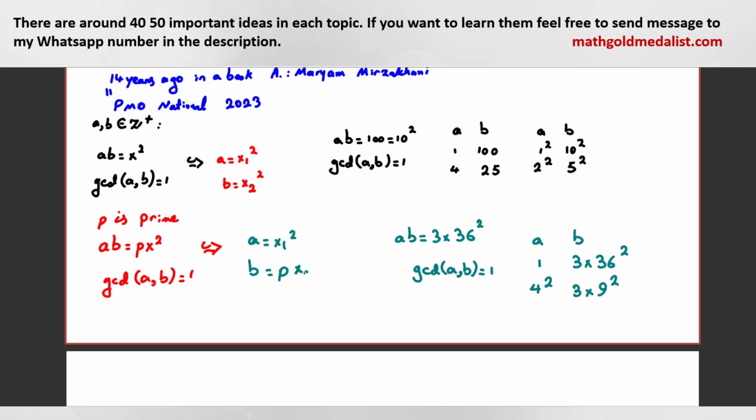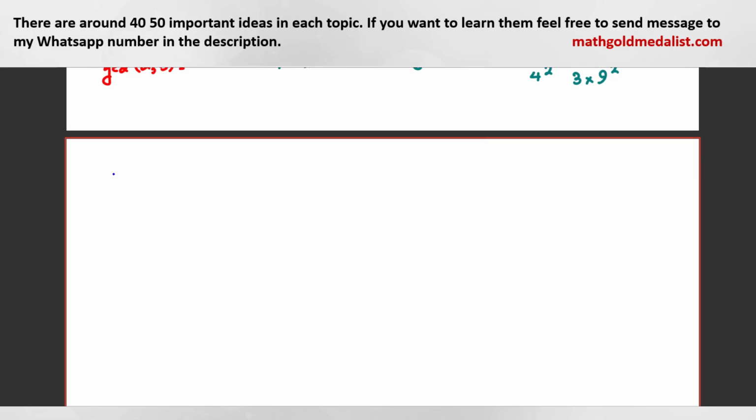x2 squared. Exactly. Okay, so we have these two forms. Understood completely? Okay. Let me tell you one more point, then we will solve the problems. Suppose, for example, we have a and b. A and b, for example, are positive integers. And suppose GCD of a and b is d. Okay, they are not relatively prime. And the remainder is d. They are not necessarily relatively prime.